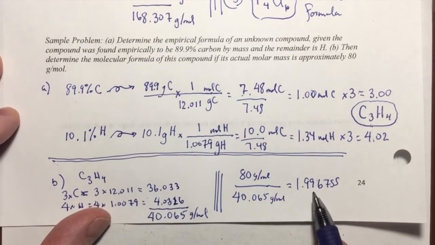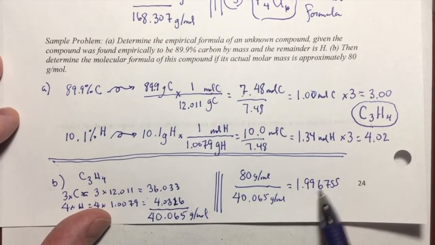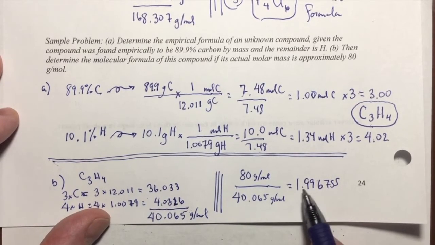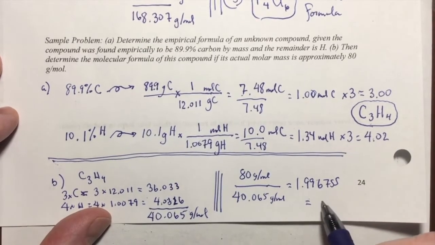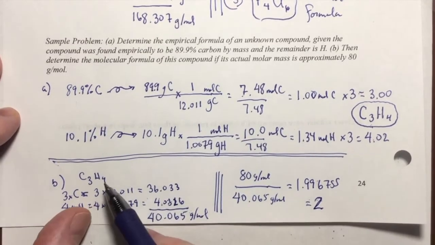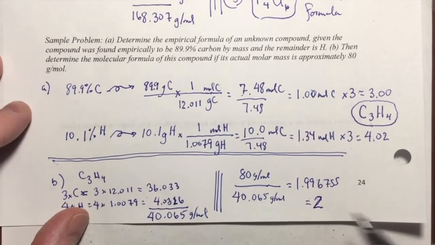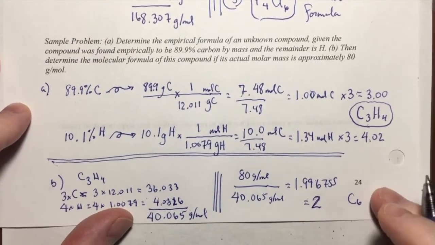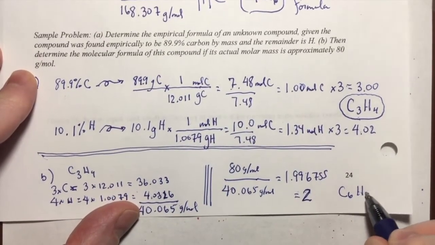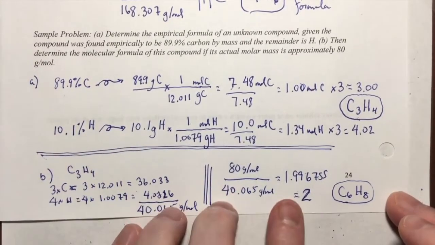But the rule here is that once I get this number, I just go ahead and round it to a whole number, whatever it is. This number doesn't have to be within 0.1 of a whole number. It's already going to be pretty close, so I just go ahead and assume that it's the closest whole number. And that's my scaling factor that I then multiply my empirical formula by. So C3 becomes C6, right? And H4 multiplied by 2 becomes H8. And now I have my molecular formula.